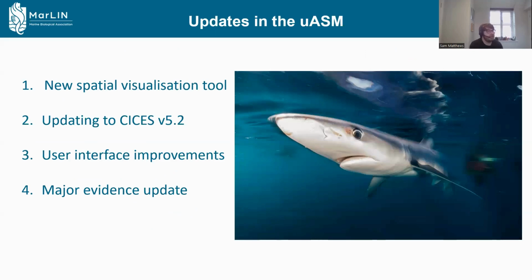So what updates have there been in the UASM since it was launched in 2023? The big update, which I'll be talking about today, is the new spatial visualization tool, which is now available on the Marlin website. And this essentially allows you to better visualize habitat assets across the UK and the potential ecosystem services they provide. We've updated our CICES classification to 5.2. We've improved the user interface online, as well as had a big major evidence update, increasing the size of the database by 182%.